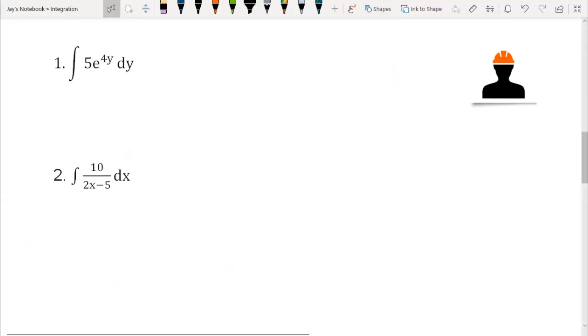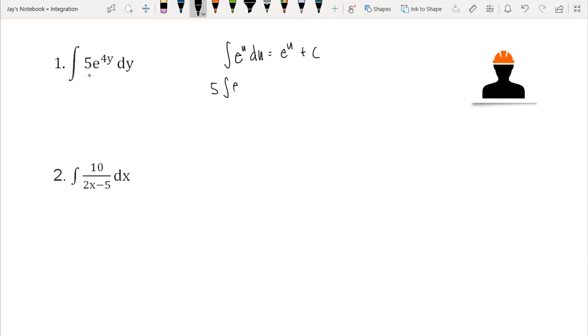Okay, let's solve a problem. We have the integration of 5 e raised to 4y dy. In this case, we know that the rule that could be applicable in this type of function is the integration of e^u du, which is equal to e^u plus c. Since we have the constant 5, we can move 5 outside of the integration. Then we can rewrite the equation as 5 times the integration of e^(4y) dy.